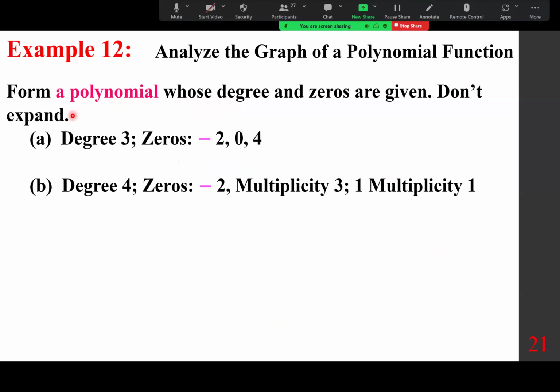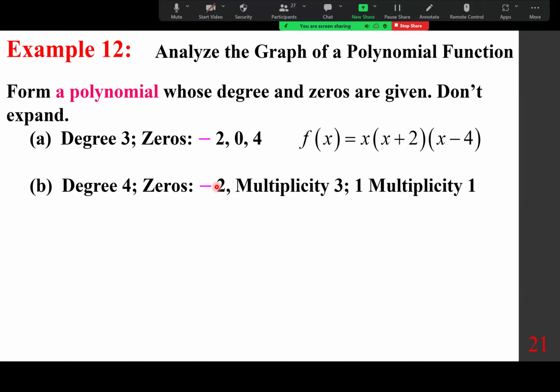Analyze and graph a polynomial function. Form a polynomial whose degree and zeros are given, don't expand. Degree is 3. Zeros are -2, 0, 4. So I hope you recognize this one as x plus 2, this one as x, this one as x minus 4. Put them together. F of x is x times x plus 2 times x minus 4. We like to put the x first. Please understand, -2 means x plus 2, and 4 means x minus 4, because you have to set equal to 0. So that's done.